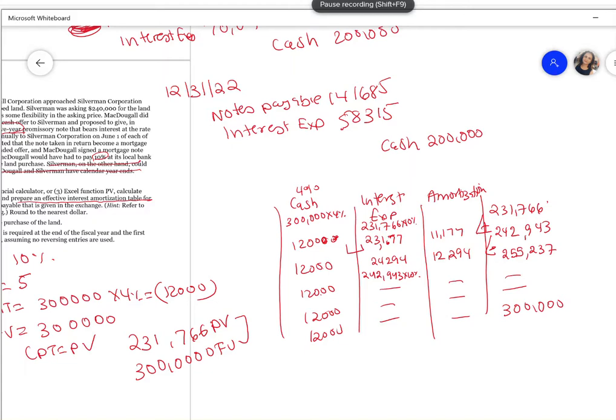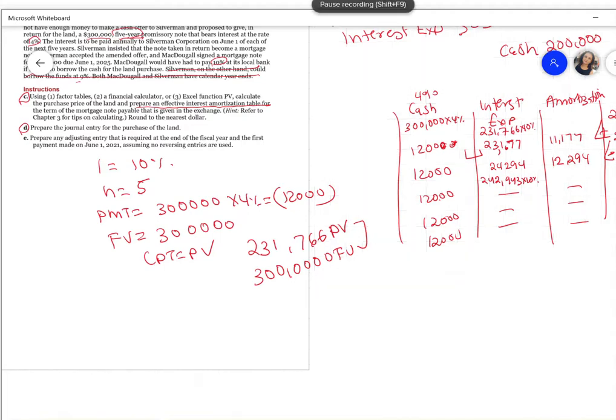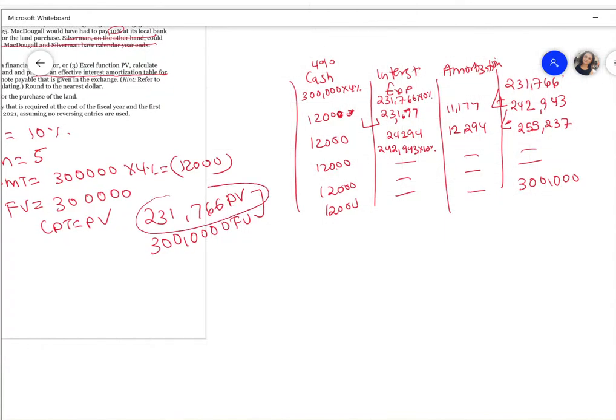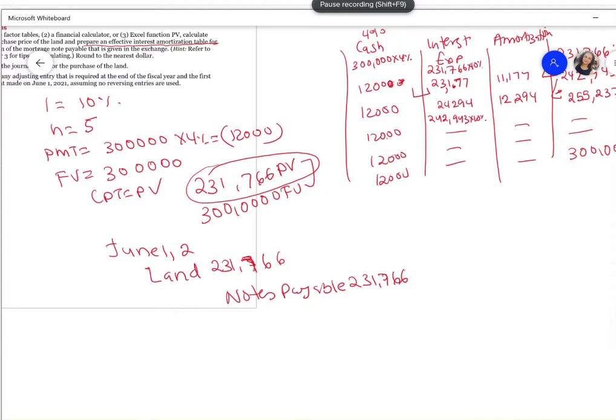So let's do the first entry, and then I can show you how to do the entries. Now the question is asking us to prepare the journal entry for the purchase of the land. When we purchased the land, we calculate using the present value. So that will be your debit to land, and credit will be notes payable. Notes payable will be recorded using the present value of our note, 231,766. We bought the land on June 1st, 2020.